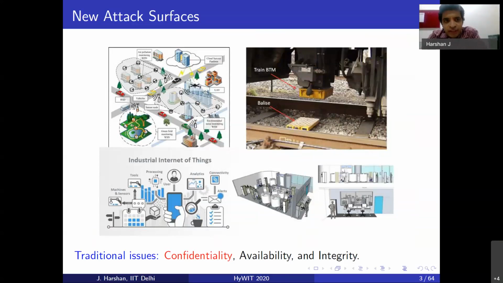Now, going forward, with the number of use cases involving connected devices around us, we can expect a lot of new attack surfaces wherein the attackers could execute new threat models using which they may compromise some of these security features. Now, in this talk, I'm going to focus only on the confidentiality feature. I'm not going to talk about availability and integrity, although they are equally important in security.